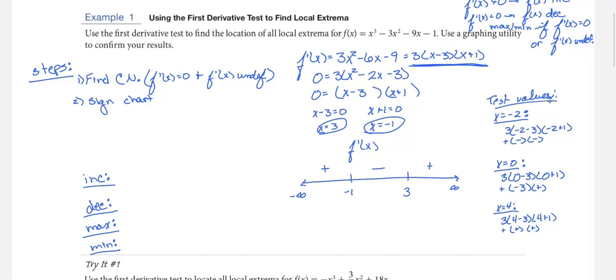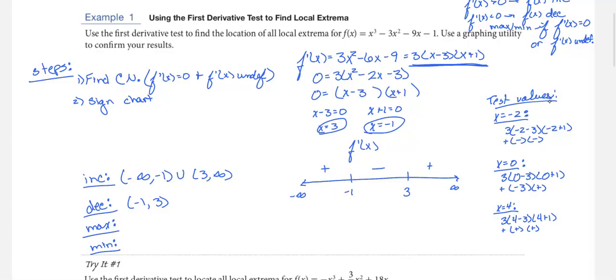So the function f of x is increasing from -infinity to -1. In the middle it is decreasing, so -1 to 3. And then on the right-hand side of the sign chart, we're increasing from 3 to infinity. And we're going to join these together with the union symbol.